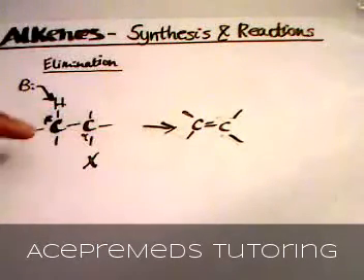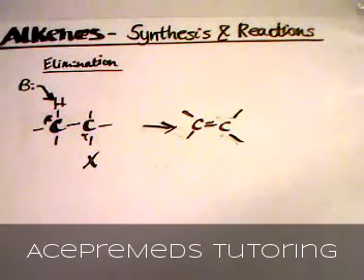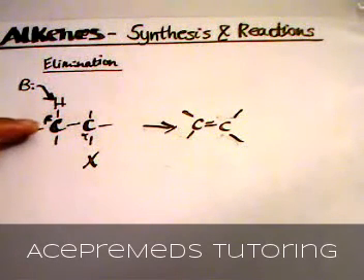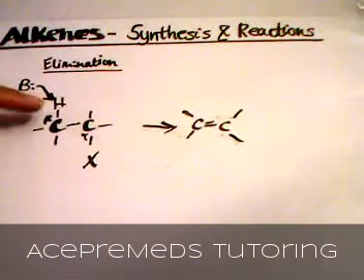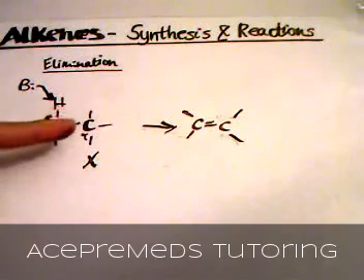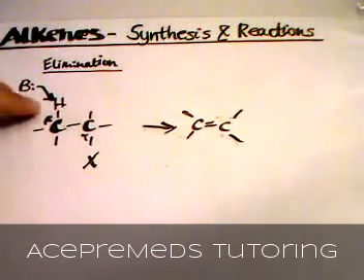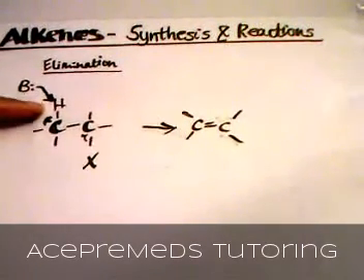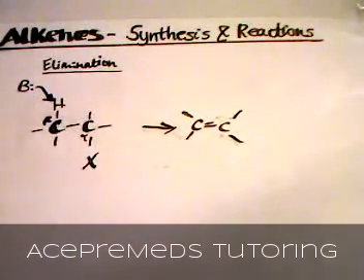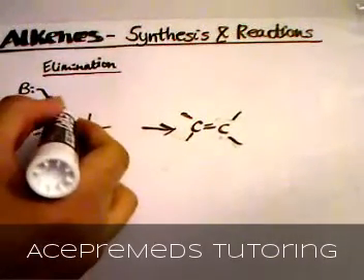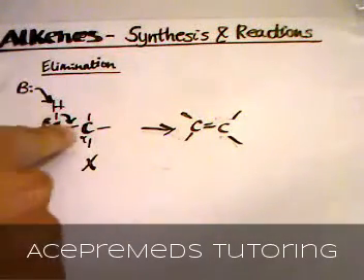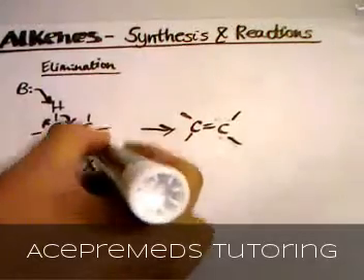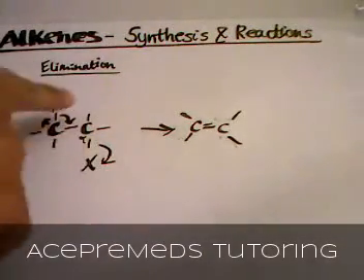In this case, for simplicity's sake, not to make it crowded, I'm starting off with an example which has only one beta carbon. The base abstracts a proton from the beta carbon, which is the carbon adjacent to the carbon bearing the X. The base removes the proton. The proton does not take any electrons from the molecule with it. The electrons from the CH bond move between the 2 carbons, making a pi bond there. The CX bond is broken heterolytically.